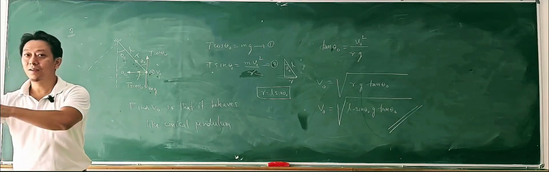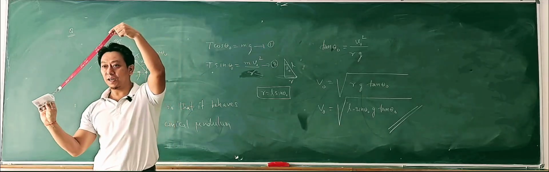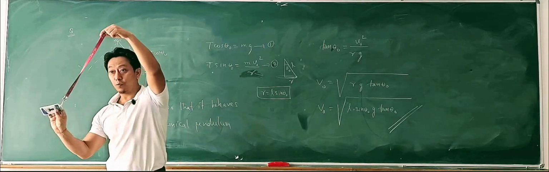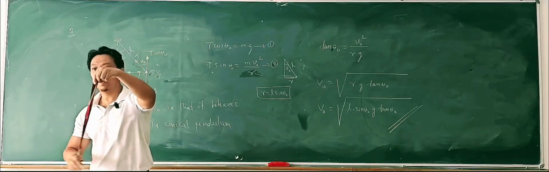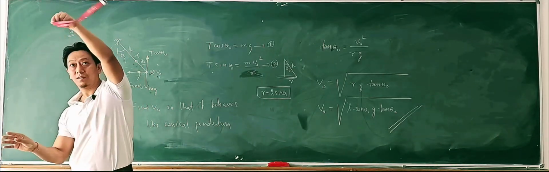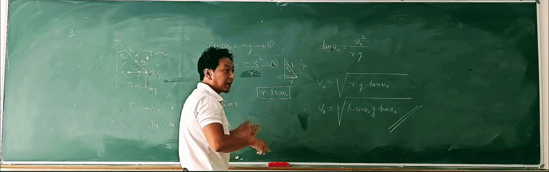We'll try. Now, if I can give this much speed, I don't know how much that speed is, then it will go in a nice conical pendulum. But if I give more than that speed, see. You understood what is happening. So, if you give more than this speed, then what will happen?